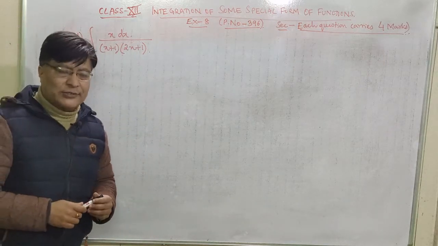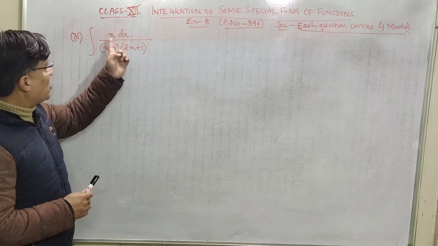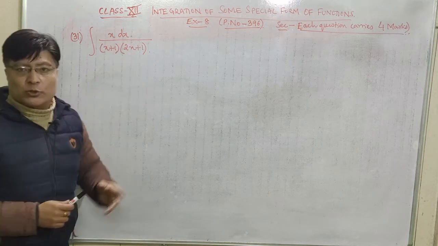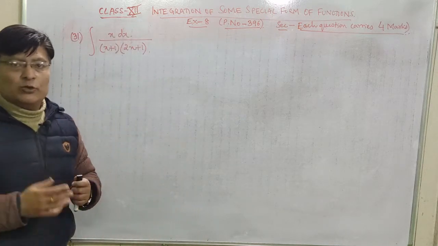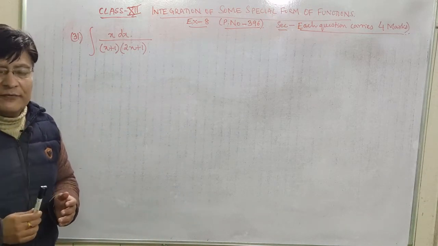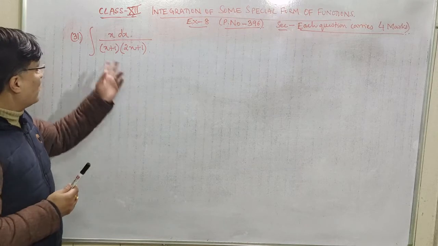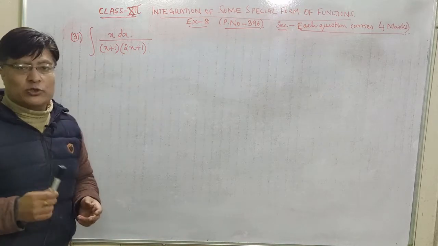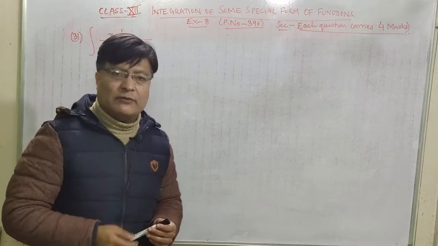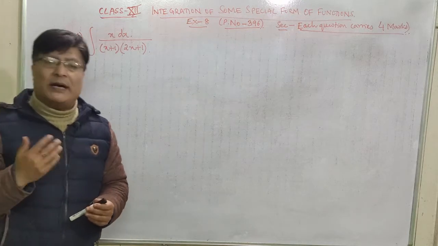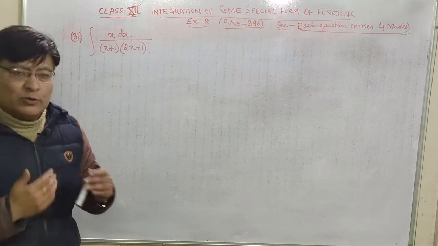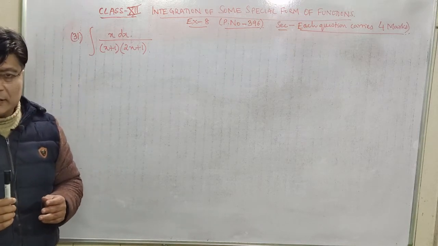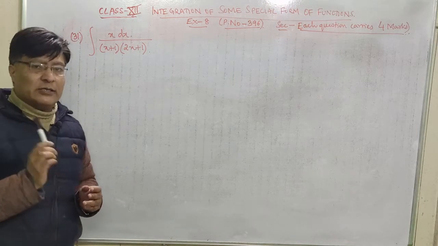So in this case, we have x upon x plus 1 into 2x plus 1. The denominator is factorized here, that is, the denominator is in terms of factors, right? One factor is x plus 1 and the other factor is 2x plus 1. So you have to convert it into partial fraction. I told you about the meaning of partial fraction while doing differentiation also, right?